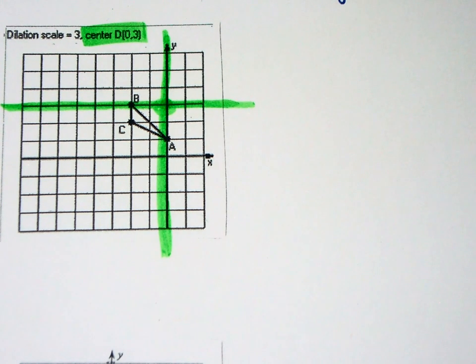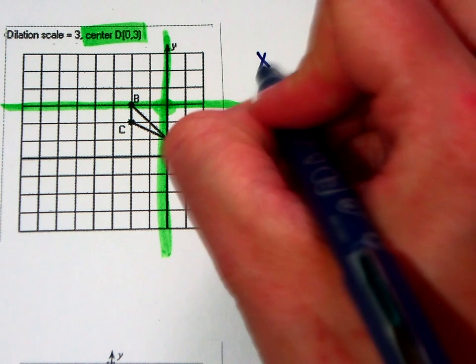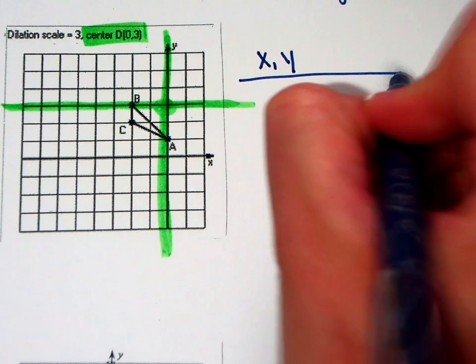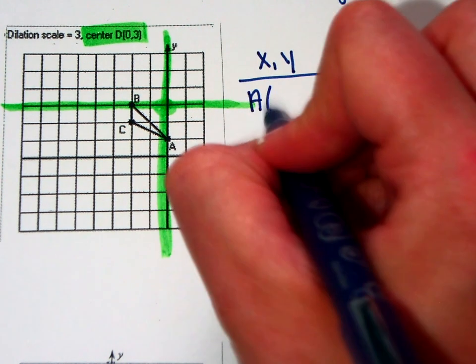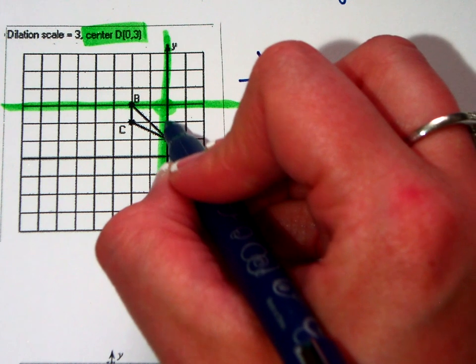Now, I'm going to pretend like my old XY doesn't exist. And I'm going to go ahead and list my XY locations. So I've got A. A is now 0, -2.